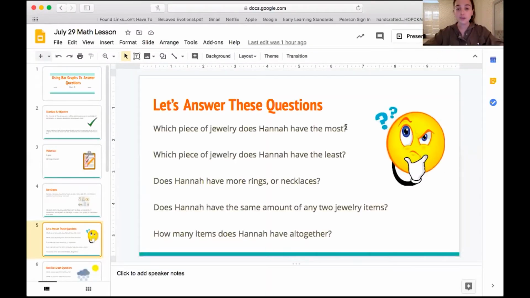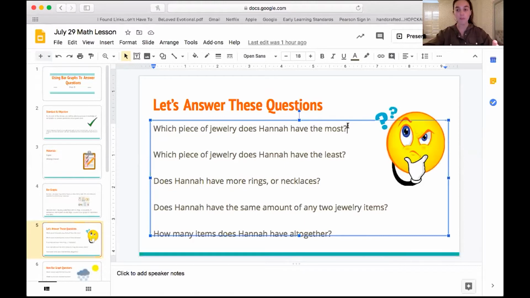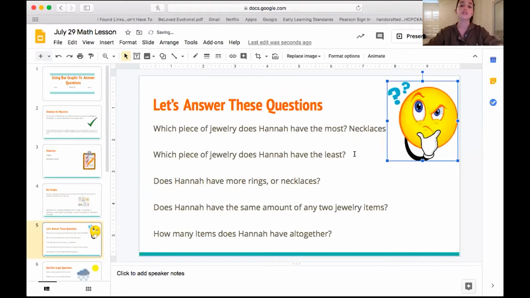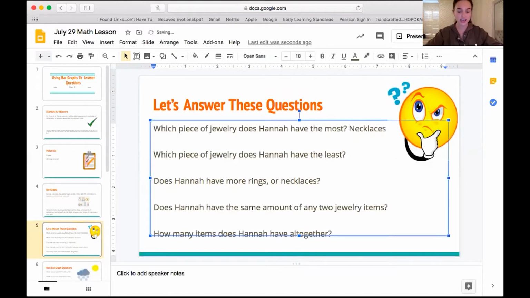Okay. Which piece of jewelry does Hannah have the most? Take a look at your bar graph. Which one has the most? Necklaces, right? Necklaces. Whoops, I'm going to move that. So Hannah has the most necklaces. And now, which piece of jewelry does Hannah have the least of? The least. Earrings. Great job, you guys. And again, all we're doing is looking at our bar graph to solve this.